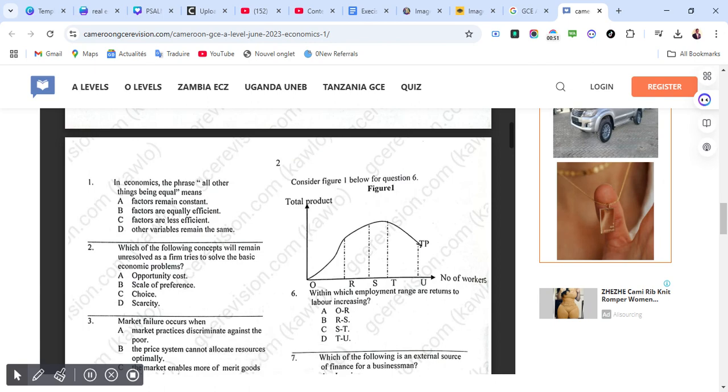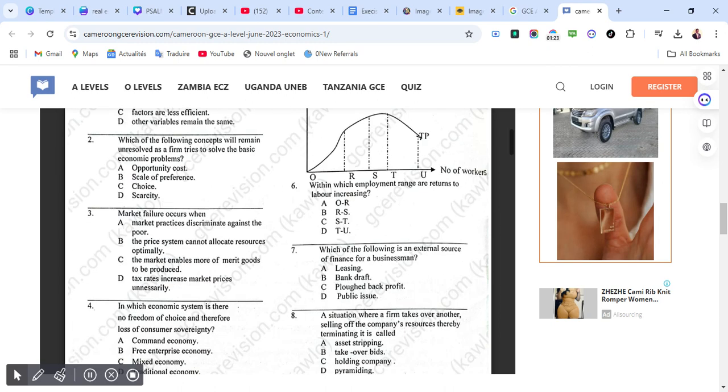Okay, in economics, the phrase all other things being equal means what? The correct answer for this is D, other variables remain the same. Question 2. Which of the following concepts will remain unresolved as a firm tries to solve the basic economic problems? The correct answer is D, scarcity. Market failure occurs when B, the price system cannot allocate resources optimally. So the correct answer is B.